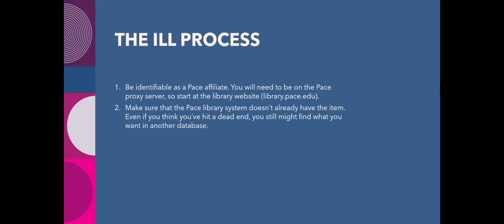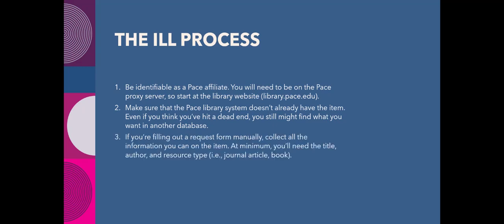You need to make sure that the PACE library system doesn't already have the item. You might do a search and assume that because nothing came up we don't have it, but you might be surprised. Not having it in quick search doesn't mean we don't have it. Running into a button that says search for item doesn't mean we don't have it. Look in the subject specific databases and check out our video about finding material using the search for item function.